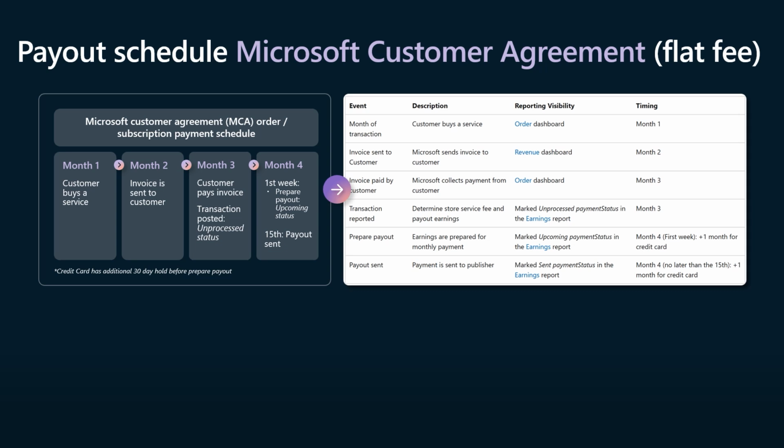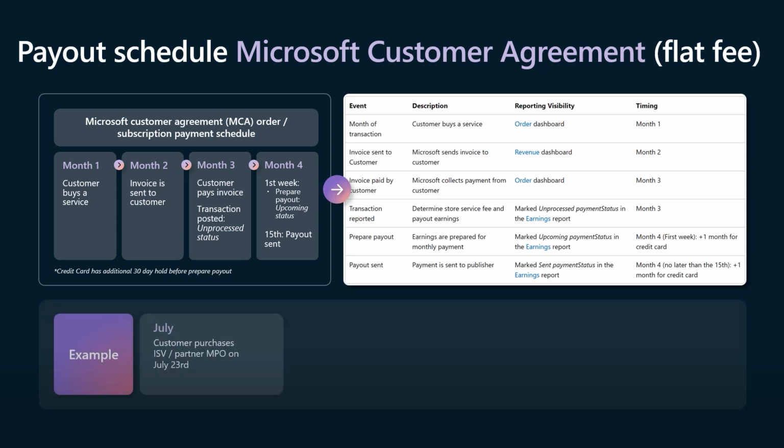Now, when a customer purchases a marketplace offer under the Microsoft customer agreement, Microsoft issues the payments based on the usage or the subscription purchase cycle. Now, this means the payouts become eligible once Microsoft has collected payment from the customer, i.e. during month 4. Note how this differs from the EA model that we've just seen. And for custom meter or usage-based offers, the same payout schedule is used.